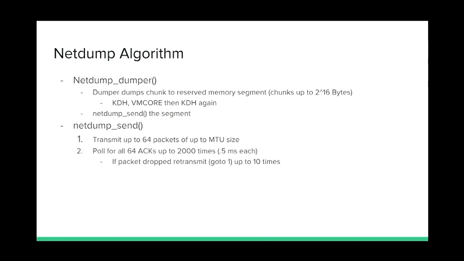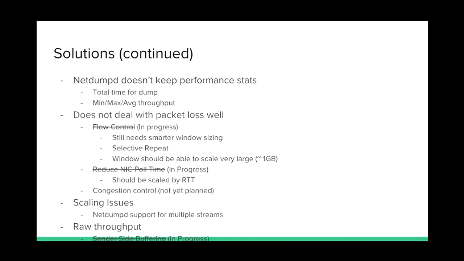This 2,000 is indie_polls, and that's how many times you'll poll the NIC waiting for this ACK. The 10 is like ND retries, so that's how many times you'll retry transmitting it. You can bump those up as large as you want, but if it's going beyond these, you're pretty hopeless. You'll see in my graphs later, I bumped the retries way up to figure out, if you have 2% packet loss, how long does it take? I don't know. It takes too long. We're still finding out. We'll get there once the sliding window is done.